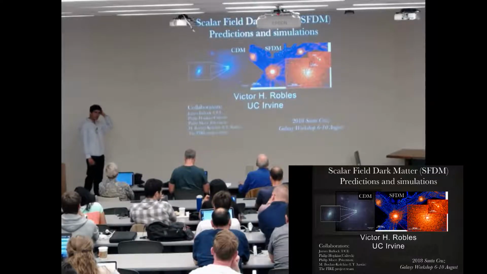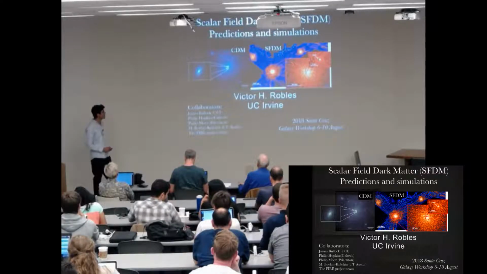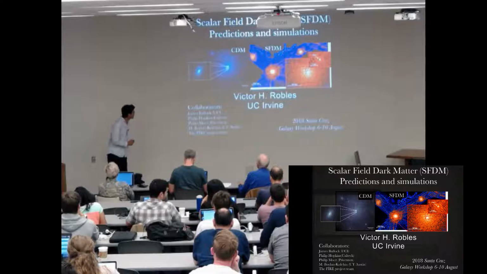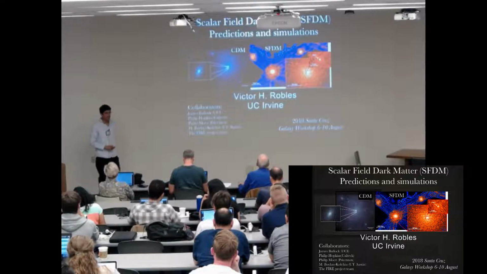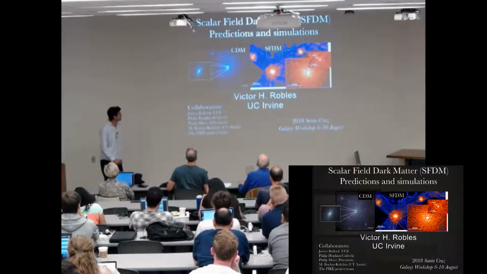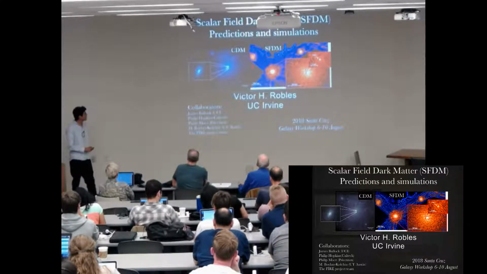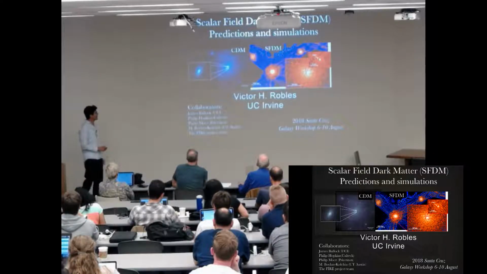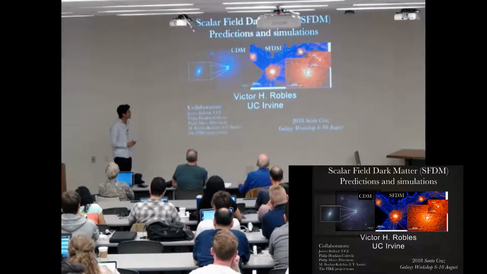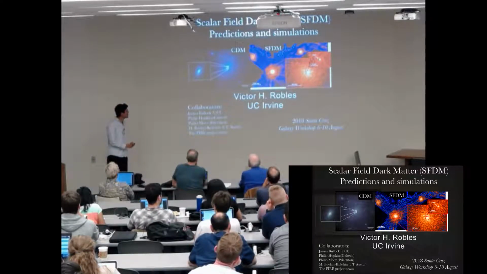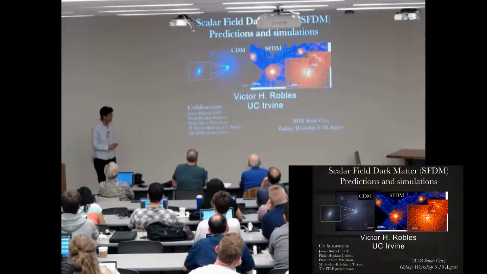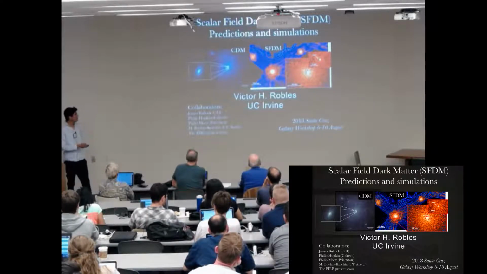So first of all, I just want to draw your attention to these two images here. Hopefully you can see them well. This is a typical halo that you will get in simulations run with standard CDM. And on your right, you will have a simulation in scalar field dark matter. The important part of these images is that you can see that the structure of the dark matter halos is totally different. Why is this important?